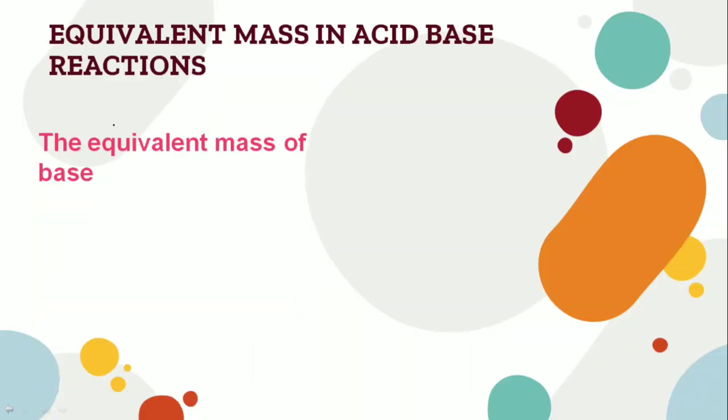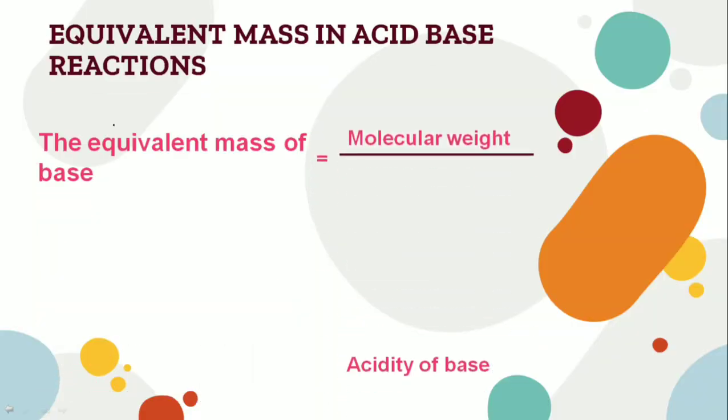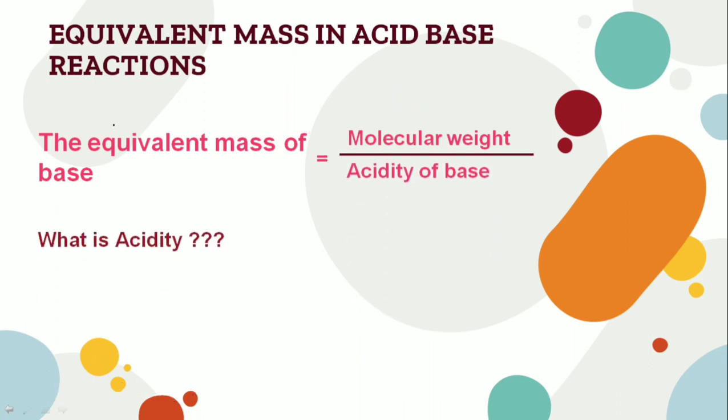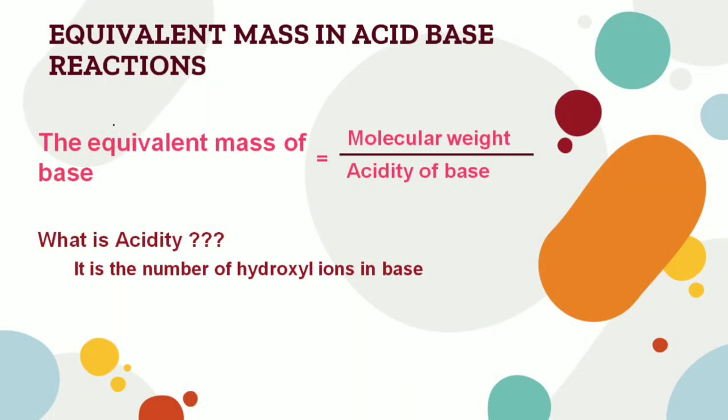The equivalent mass of a base is very simple: molecular weight divided by the acidity of the base. Acidity is the number of hydroxyl ions in the base. Now you will see some examples. For example, I want to calculate the equivalent mass of sodium hydroxide. Its molecular mass is 40, because sodium is 23, oxygen 16 and hydrogen 1. Divided by 1, because 1 OH is there, so acidity is 1. So it is equal to 40 gram.